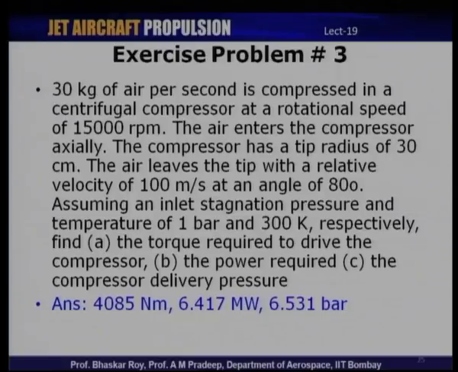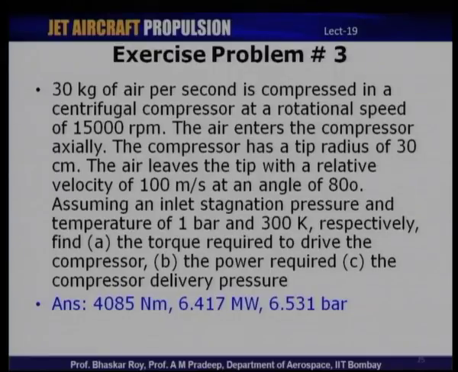And the third exercise problem that you can solve is: 30 kilograms of air per second is compressed in a centrifugal compressor at a rotational speed of 15,000 rpm. Air enters the compressor axially. The compressor has a tip radius of 30 centimeters. The air leaves the tip with a relative velocity of 100 meters per second at an angle of 80 degrees. Assuming an inlet stagnation pressure and temperature of 1 bar and 300 Kelvin respectively, find part A, torque required to drive the compressor, part B, power required, and part C, the compressor delivery pressure.